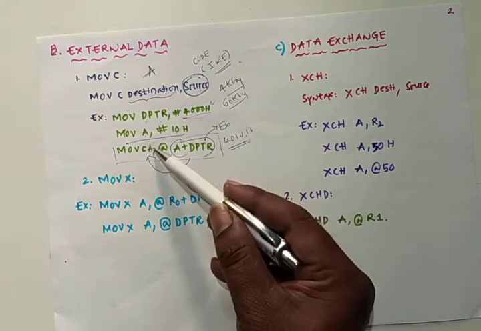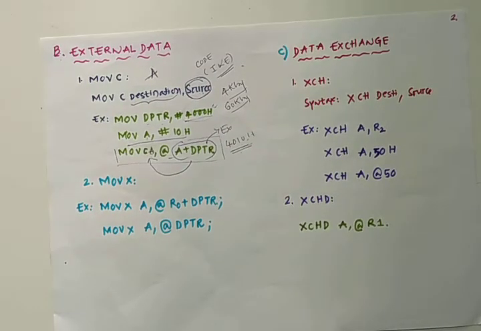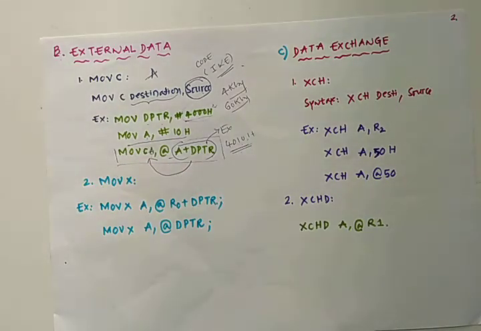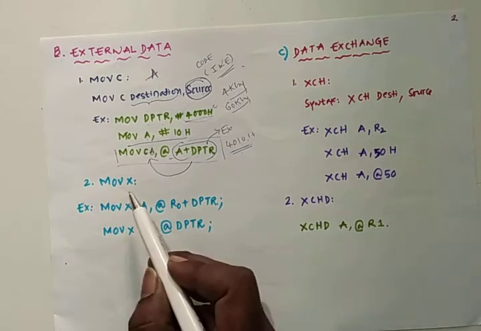This is the accumulator register. This is very simple one only. You should remember that MOVC is nothing but the instruction which is used to move the code memory location's data to the accumulator register. Next one we will be going with MOVX.